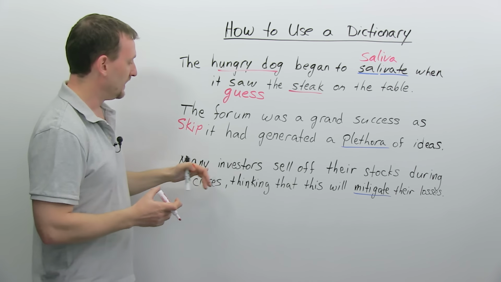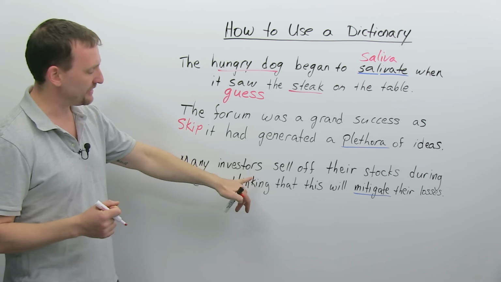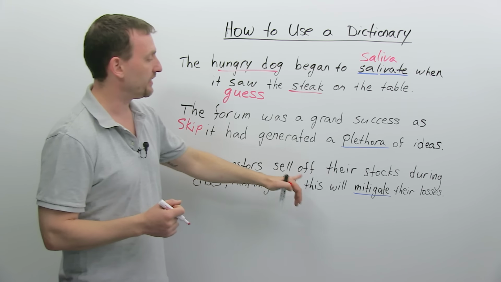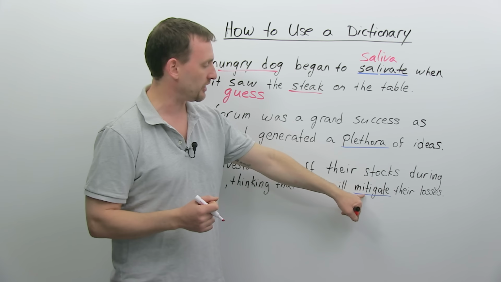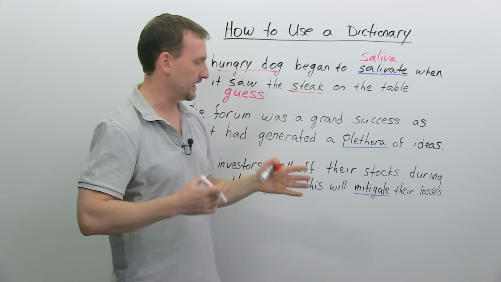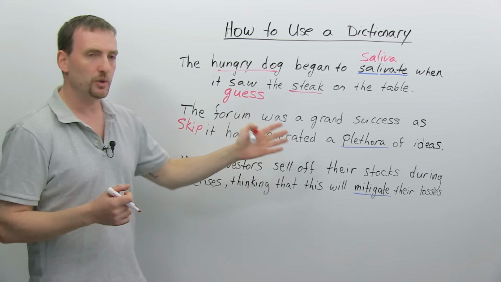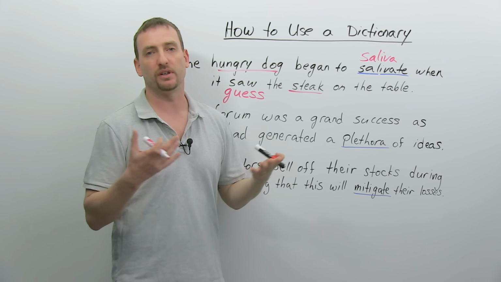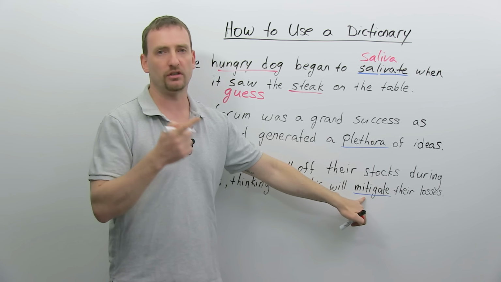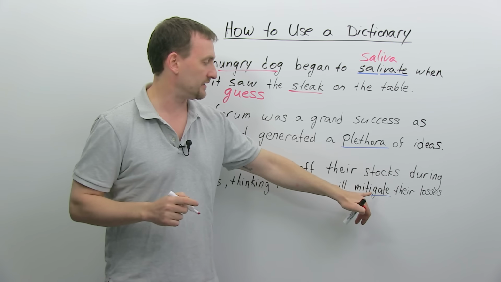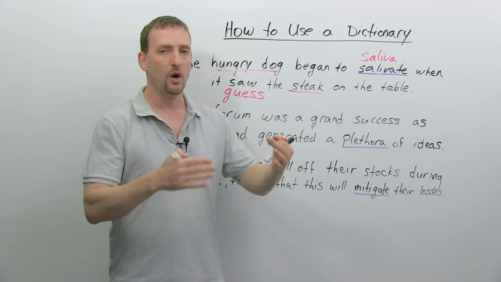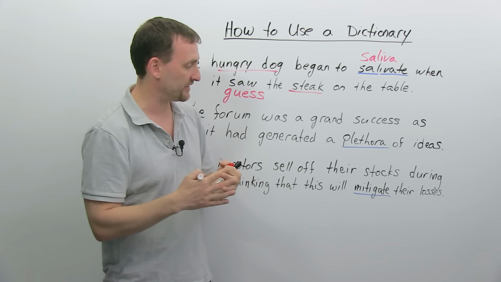Next, many investors sell off their stocks during crises, thinking that this will mitigate their losses. So here's our word, mitigate. Notice we have all verbs, but you know because of context. Now, again, usually the context will allow you to guess the meaning. But this word is pretty sure to come up again and again. This is a good word. It means to make less, like less intense, less painful, or weaken the impact of something.